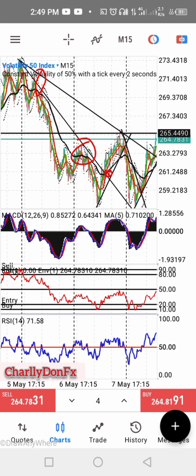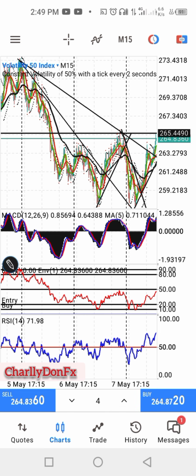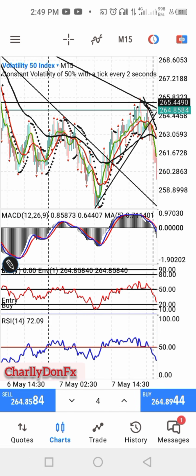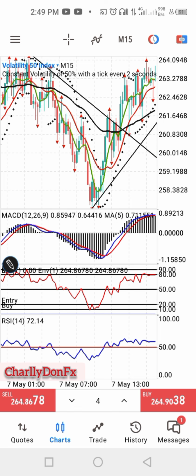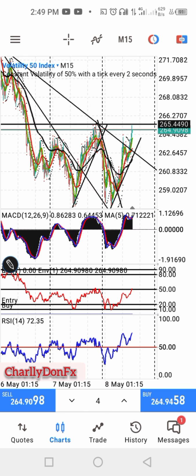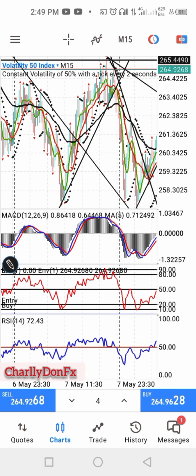Third touch before it broke it and went up. Can you see? Now we got our sell signal. We have already extended that trend line down. So take a look, guys.